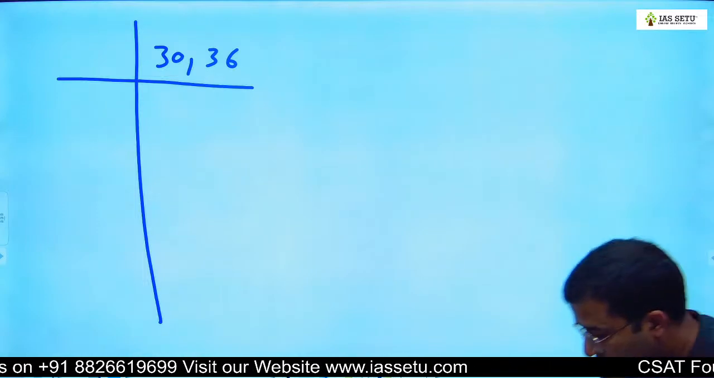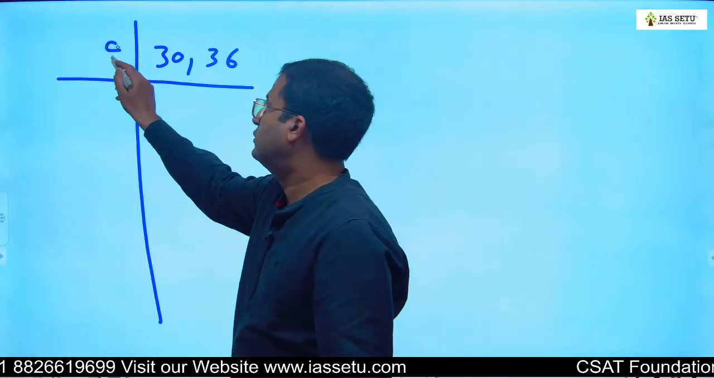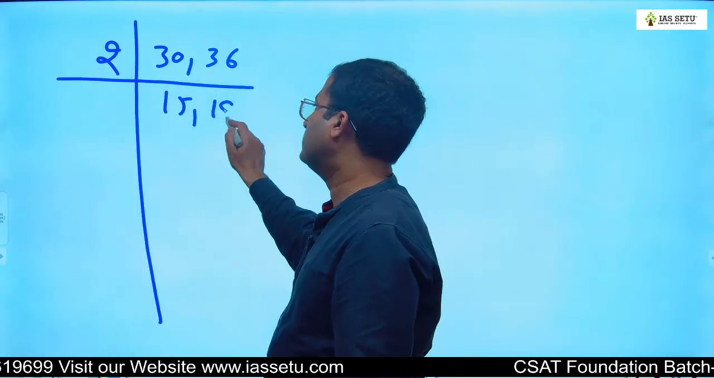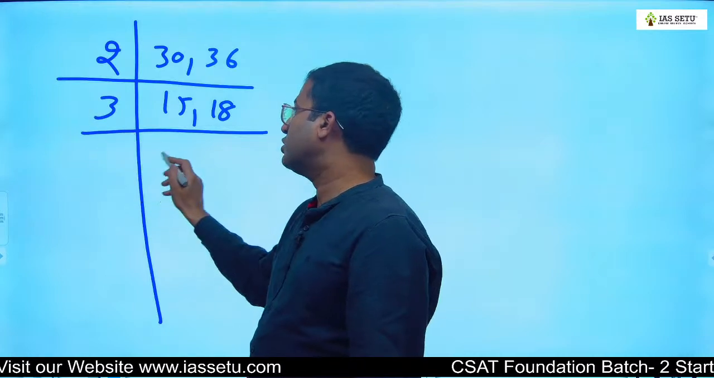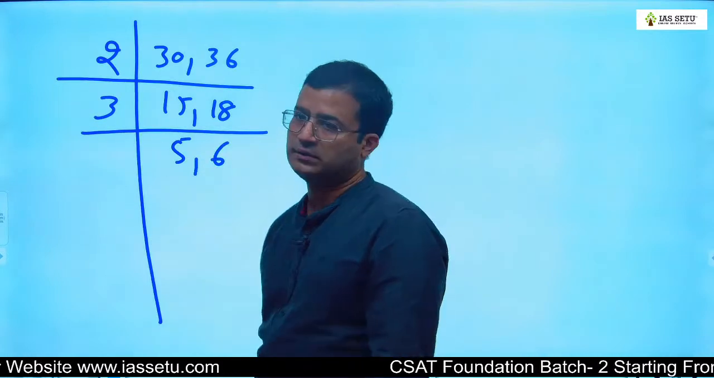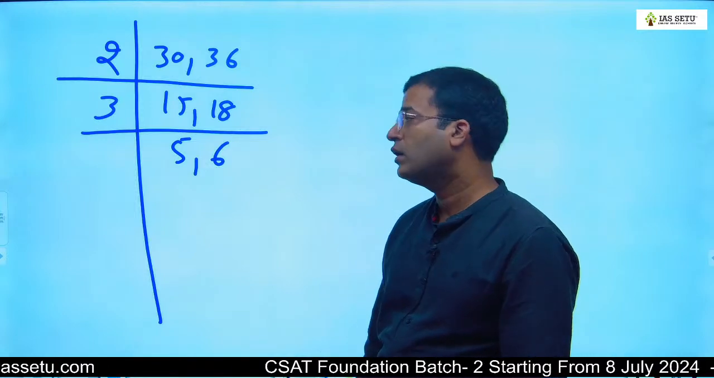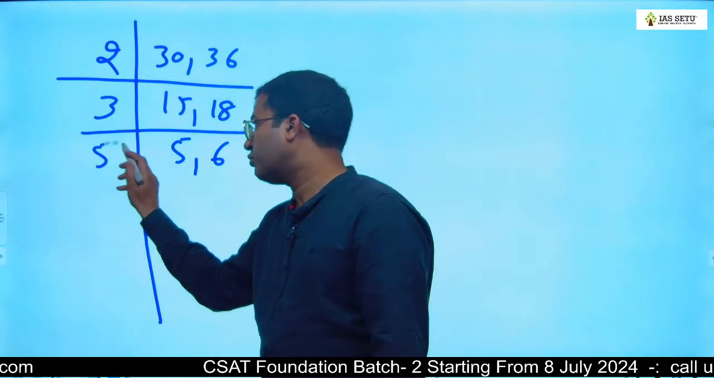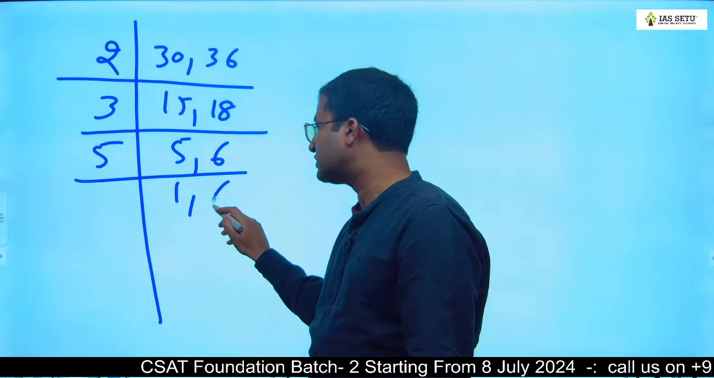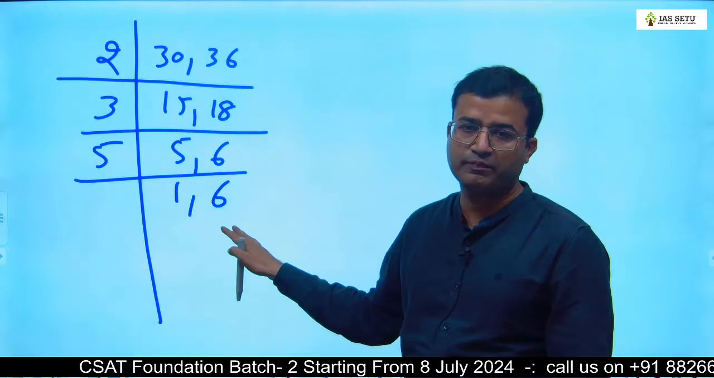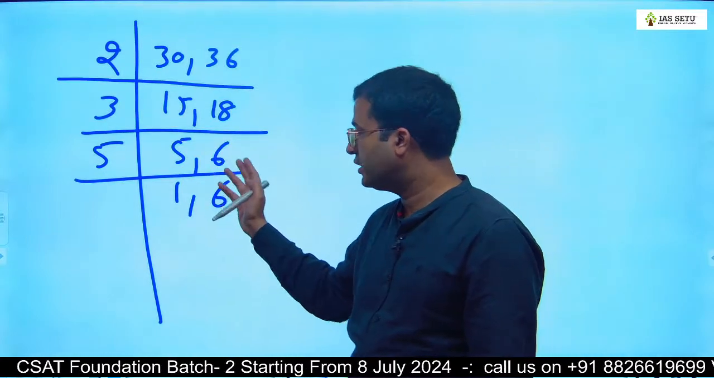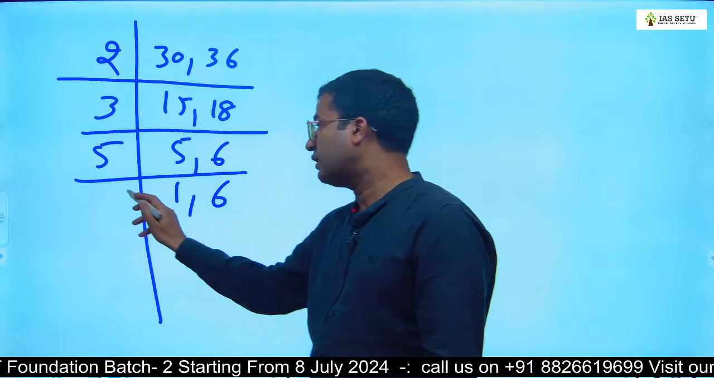We take 2 common, then we take 3, 5. After that we don't have any other common factor. And 6, don't write 6, if common didn't come out then 6 stays, take 6.